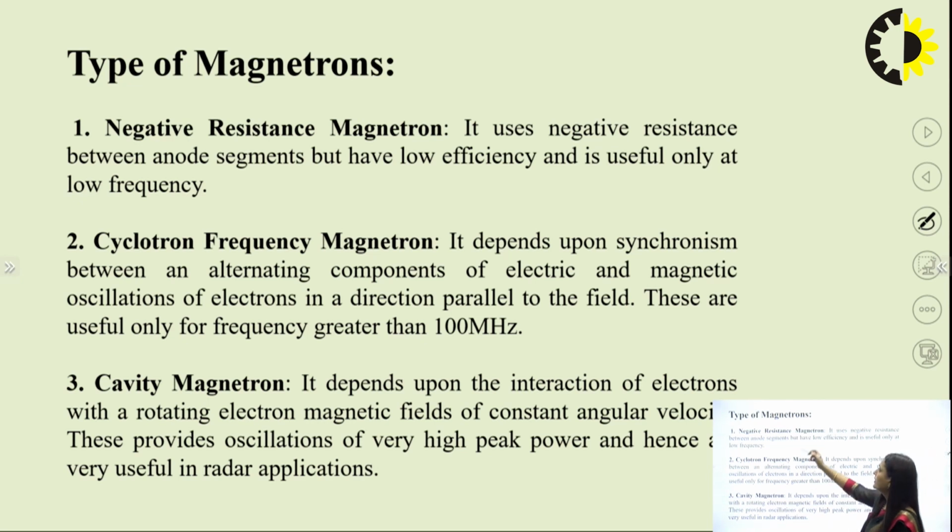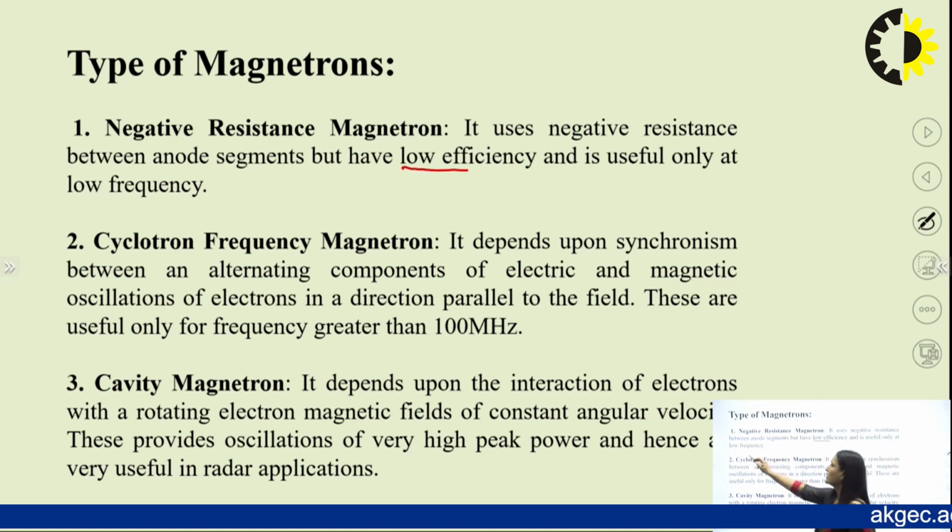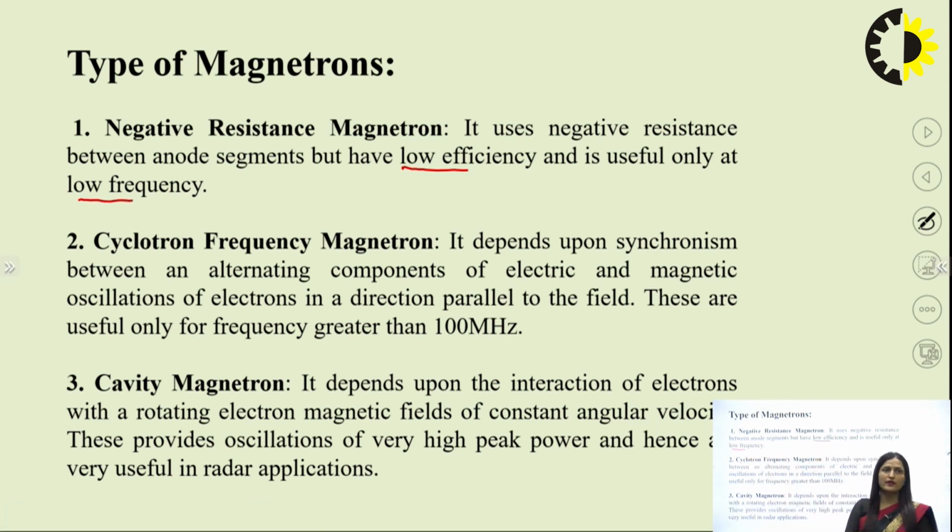First is called the negative resistance magnetron, right? In this type of magnetron, it uses negative resistance between anode segments, but has low efficiency, and it is useful only at low frequency. So the negative resistance between anode and cathode will be used to generate a microwave signal, but the efficiency of this type of magnetron is very low, and it is able to generate only a low frequency signal. So if we want to generate a low microwave frequency signal, we will use the negative resistance magnetron.